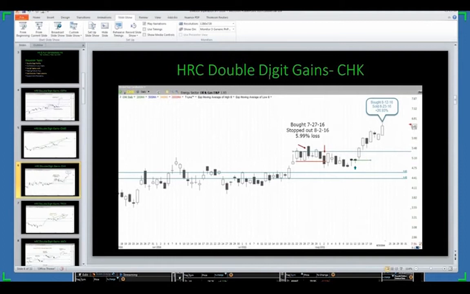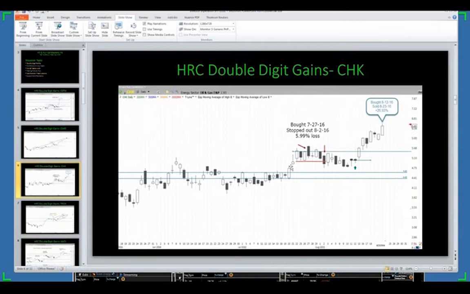Here's another double-digit gain, CHK, which, by the way, I think it's still working. It's still a great trade. Now, I had mentioned that one of the topics was that not all trades work out. Sometimes you get stopped out. And this is the case on this one right here. Well, this is half of the story on this one.